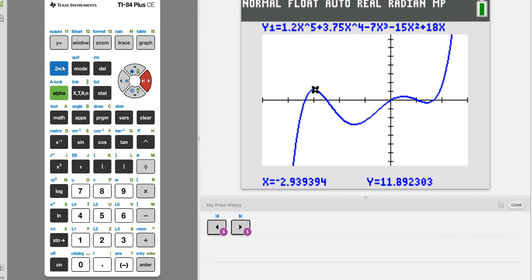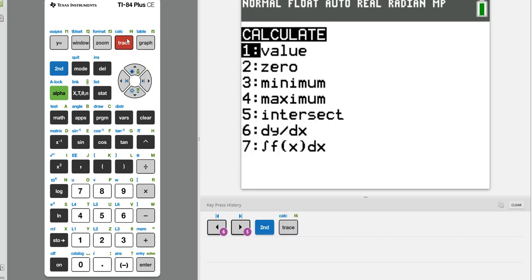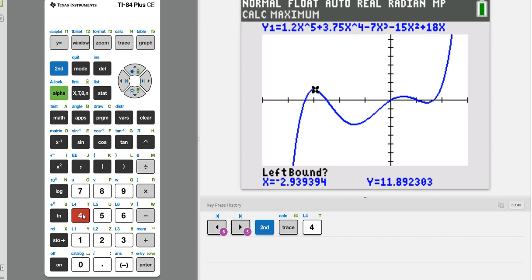We want to find that local maximum. We're going to do that with the calculate menu. So you hit the second key, then calculate. Is there an option here that looks like it might be helpful? Yeah, the fourth one. So let's hit the fourth one. Now, when your calculator is looking for a maximum, it wants you to give it a window. It says, all right, tell me what the left bound is, what the right bound is, and I'll look in between there. So you've got to take your cursor and go to the left of your maximum. Doesn't matter exactly where. I can go a little bit farther, I can get a little bit closer, it doesn't matter. Just find something convenient and then press the enter key.